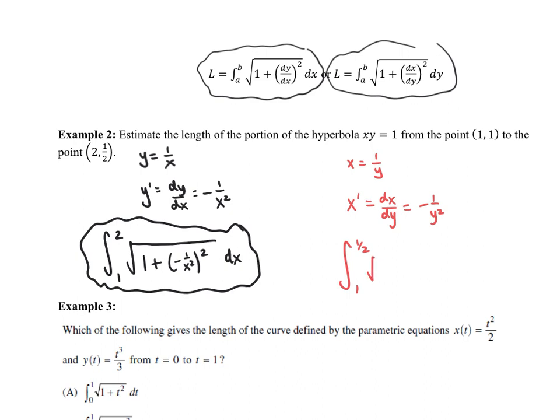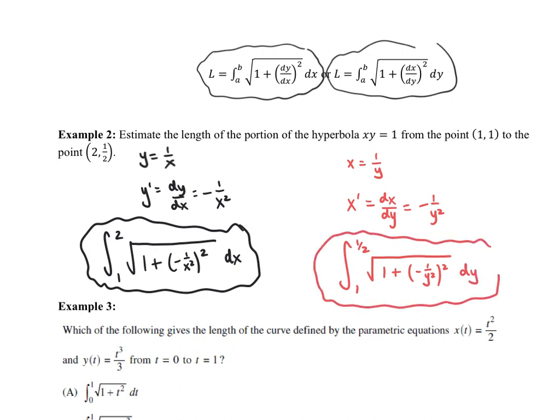We have our square root of 1 plus (-1 over y squared) squared dy. So if you were to use your calculator and test both of these, keep in mind that your calculator only knows the variable x. So you'd have to use x for both variables. But if you type those in, you're going to get identical definite integrals.